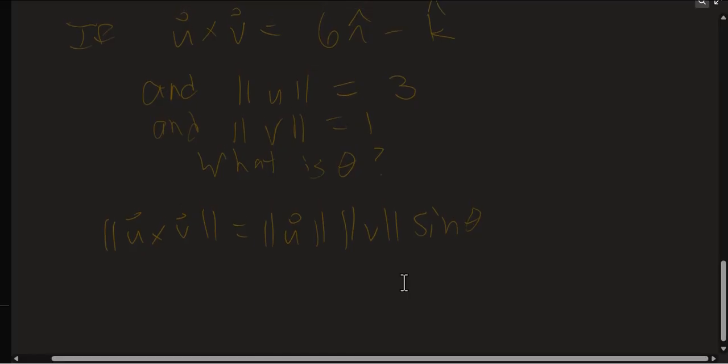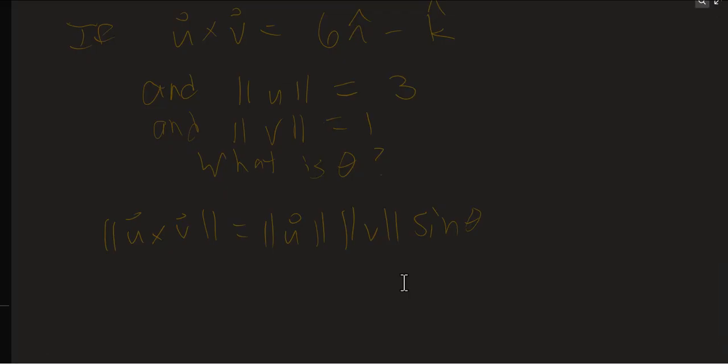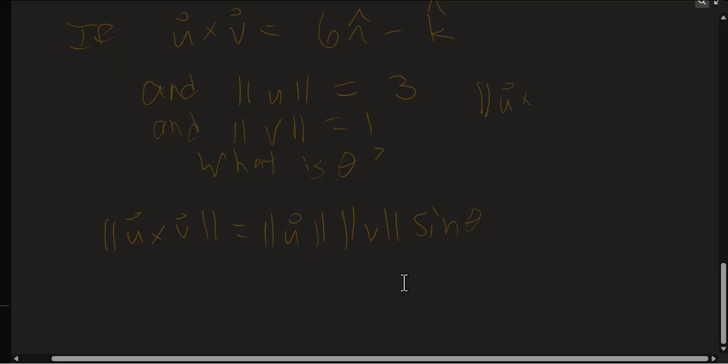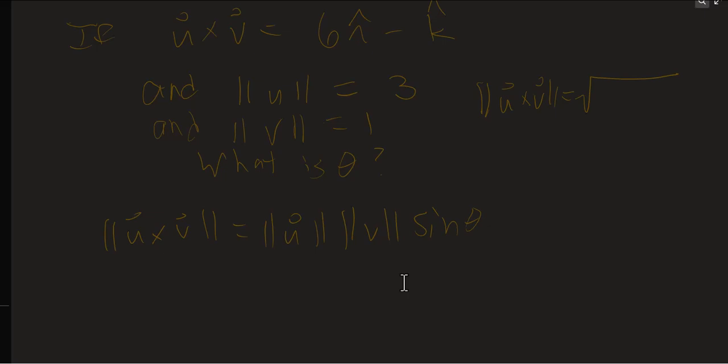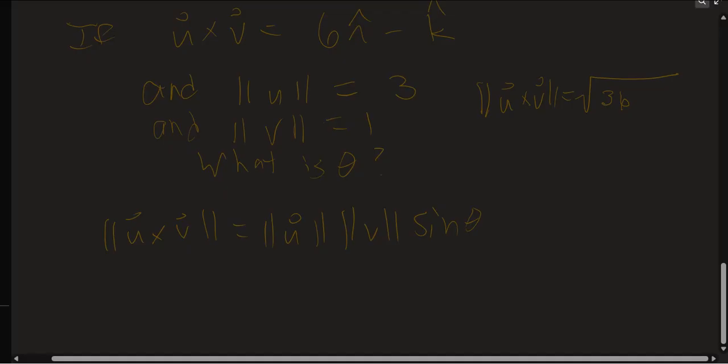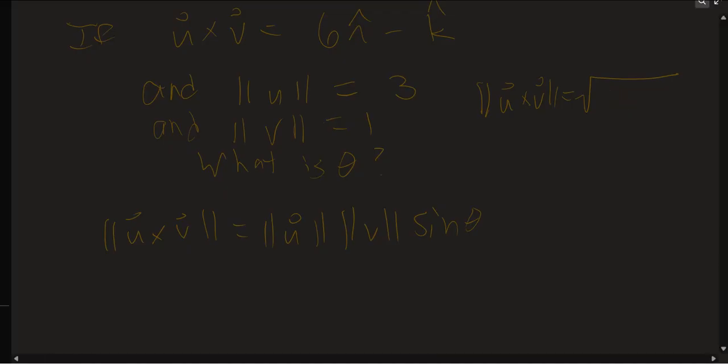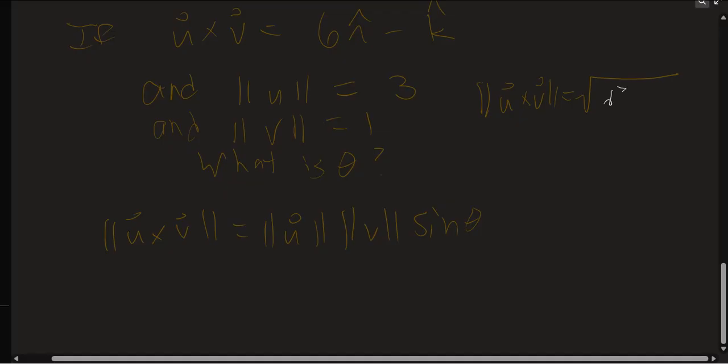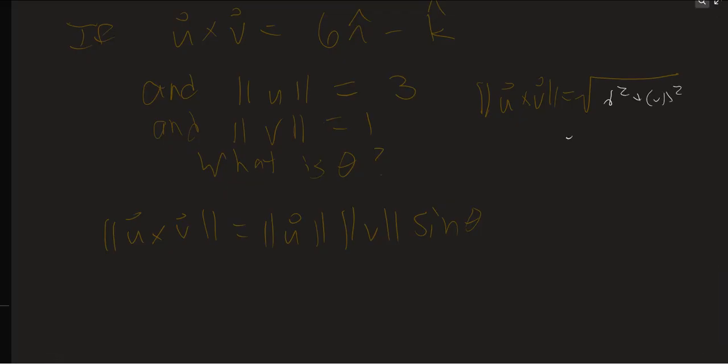So let's start with the magnitude of u cross v. They don't give that to us, but they do give us what u cross v is. And so we know how to find the magnitude. Anytime you need to find the magnitude, you take the square root of the squares. So that is 6 squared plus negative 1 squared, or the square root of 36 plus 1, or the square root of 37.